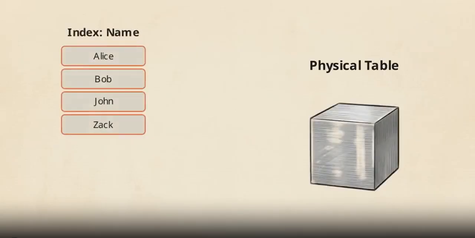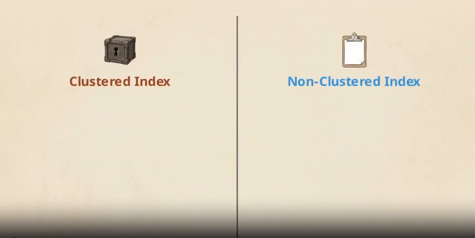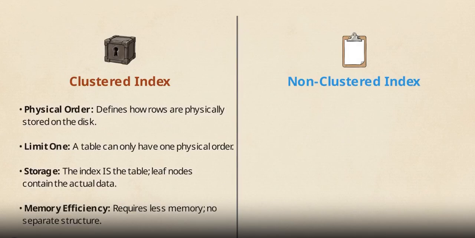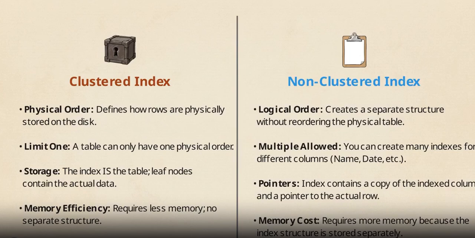A non-clustered index builds a totally separate, alphabetized list. Direct arrows shoot from this list to the main table, acting as pointers to the exact physical row. Because they are separate, you can create multiple non-clustered indexes, like one for department, alongside name. This chart breaks down the two types. The clustered index physically reorders data, limiting you to one per table. The non-clustered index creates separate reference lists. You can have multiple, but they require extra memory to store.